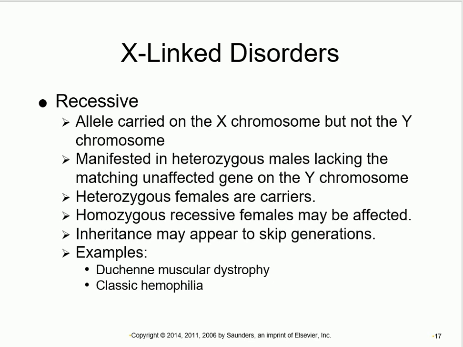Okay, so X-linked. X-linked means it's on one of the 46 chromosomes, the X. So X-linked can be recessive or dominant as well. If it is recessive, it's on the X chromosomes anyway, not on the Y. It's called X-linked, so it's on the X chromosomes, not the Y.